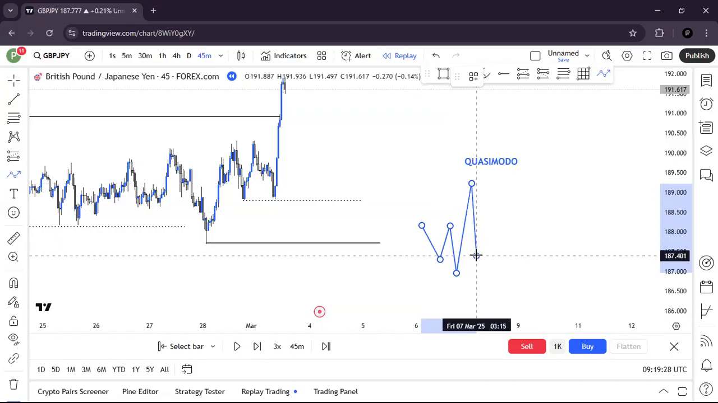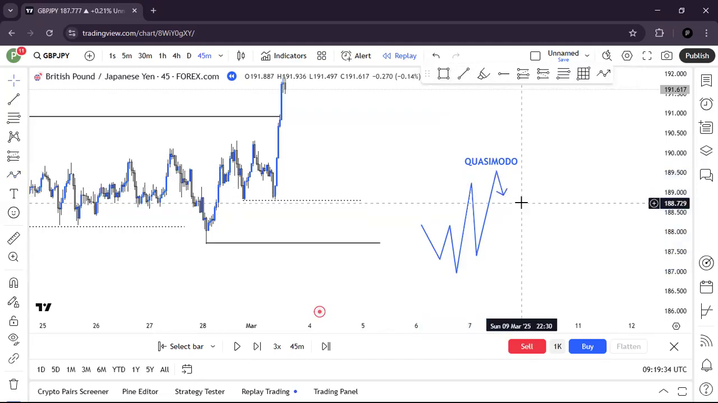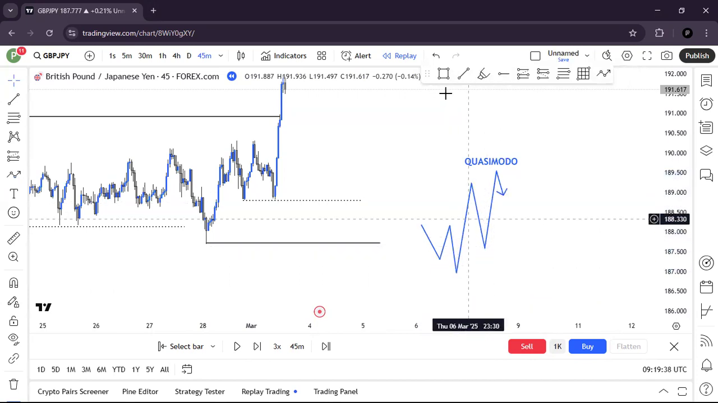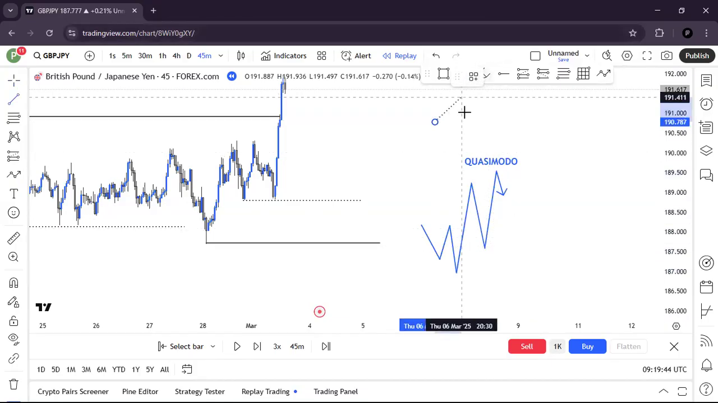Then expect market to come and form your liquidity here. The market forms your liquidity there. What you're expecting is that, sorry, you don't expect that this pullback that came here, which is our liquidity, oh, sorry.